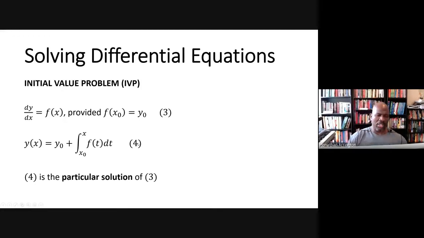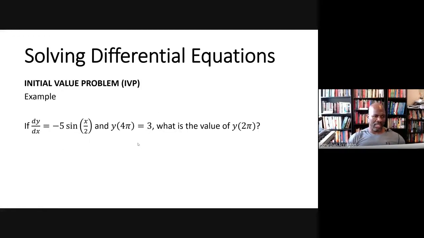So I want to look at another example, and this is the second example. In this problem, it says dy by dx is negative 5 sine x over 2, and we have the initial condition that y of 4 pi equals 3. It's asking us what is the value of y of 2 pi. So it wants me to find a solution at a certain value. So let's work this problem out, and we're going to use the formula we just mentioned.